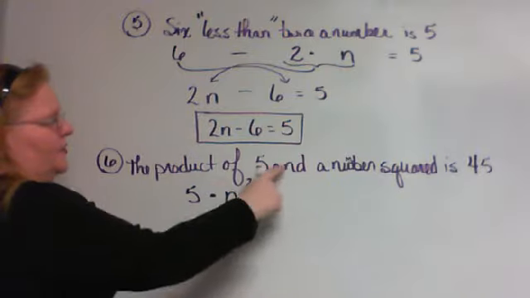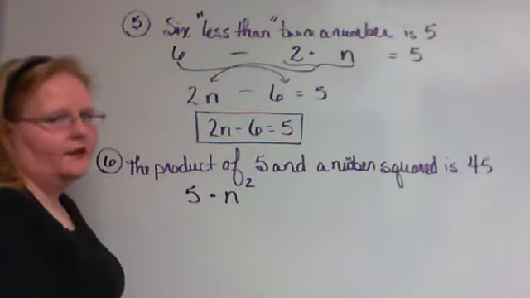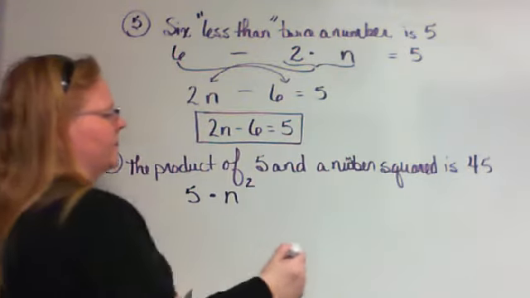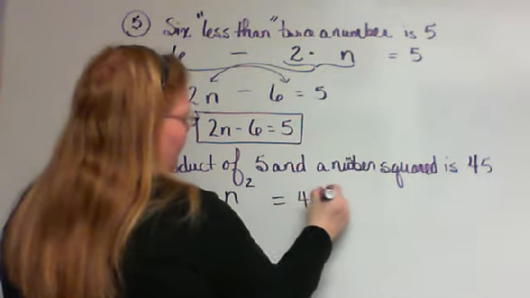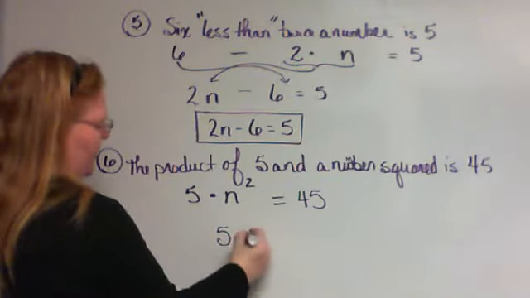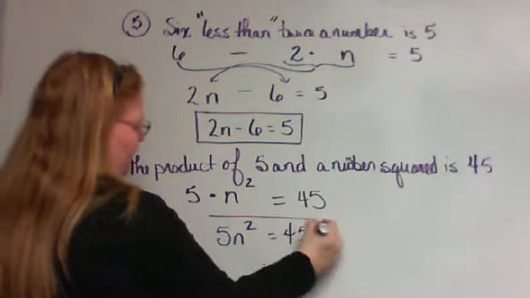The product comes where the and is. Just like in the sum of, the plus goes where the and is, and the difference of, the minus goes where the and is. So that gives me all this stuff is 45. So 5n squared is 45.